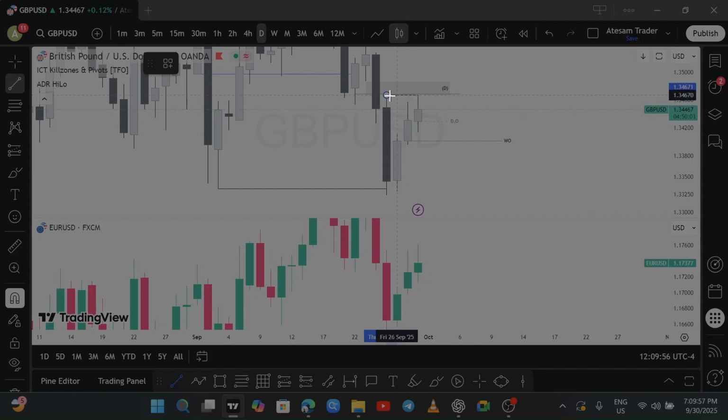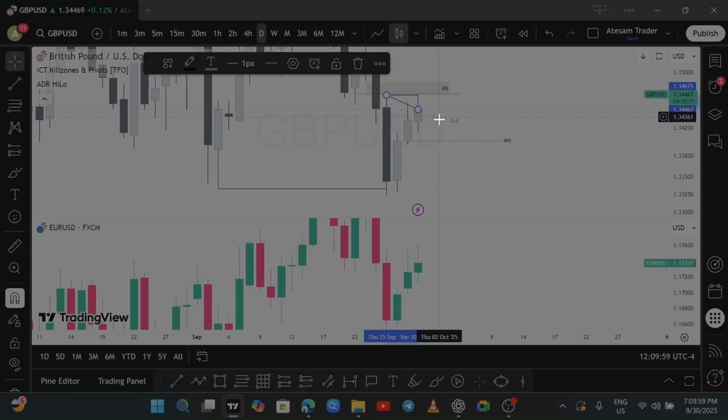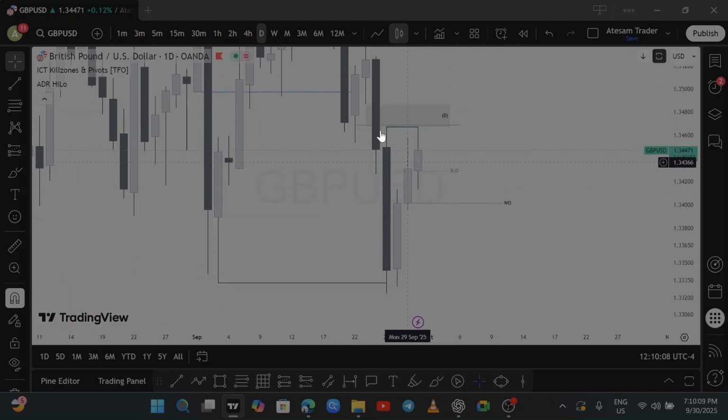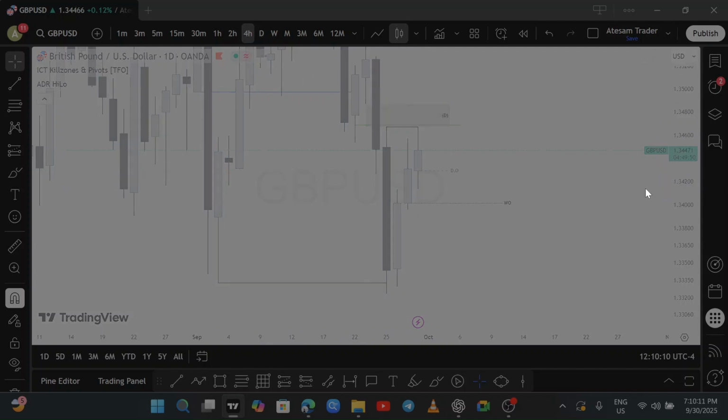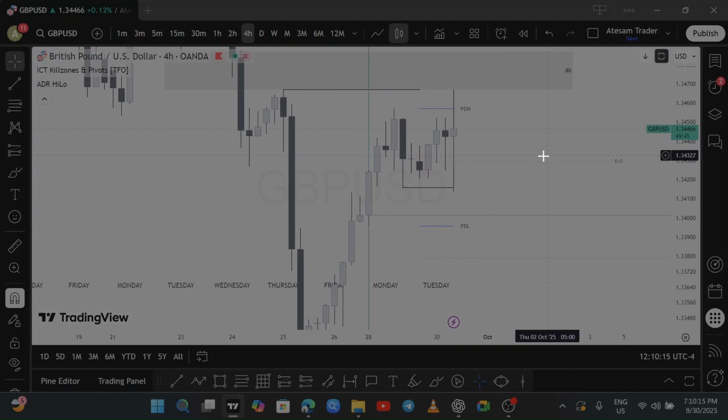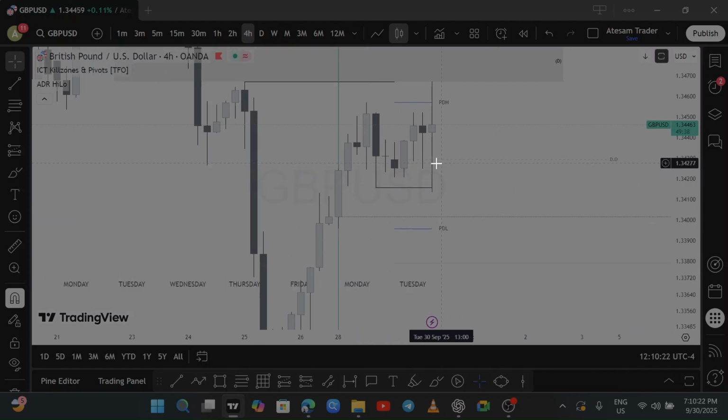Now it closed up, but at that time here was SMT. So I thought GBP is weaker and it should continue down because I am bearish on the weekly. If I am expecting bearish continuation, what I am looking for is the high of the expansion week on the daily should form. So on the 1 a.m. candle, I was expecting a downside move.